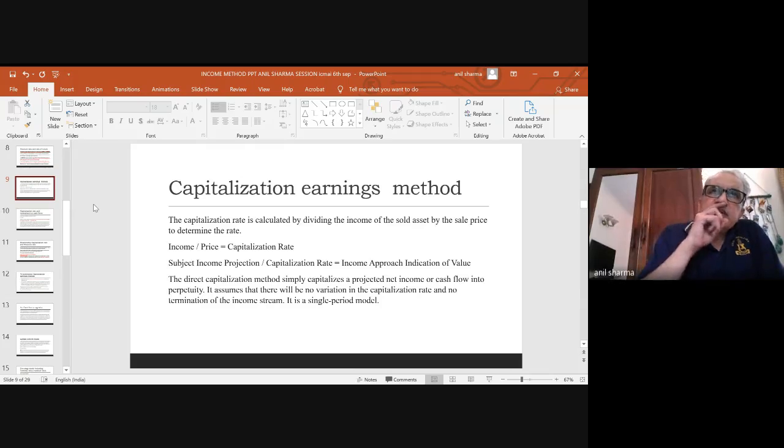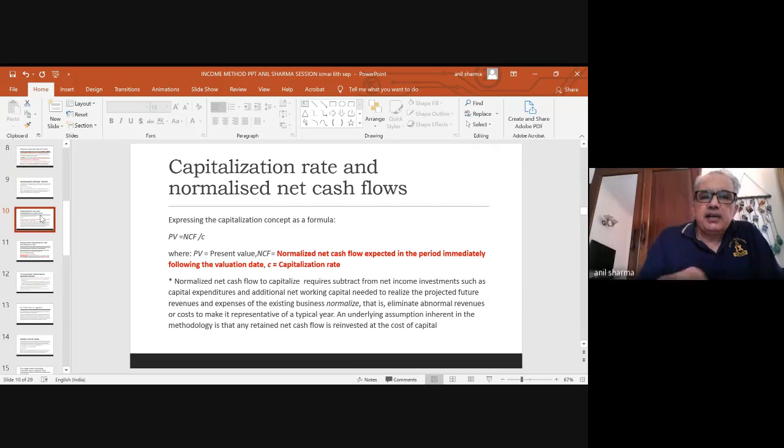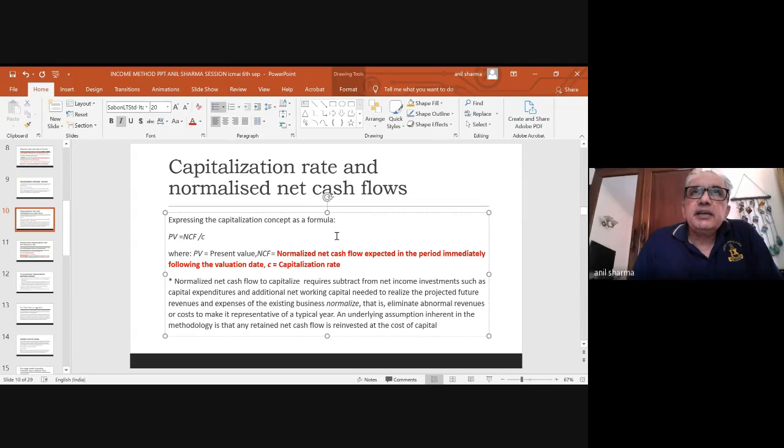Now here you just have to remember that you're taking the next period's net cash flow. So the concept here is that the capitalization rate is in the denominator. The net cash flow in the numerator is basically the normalized cash flow expected in the period immediately following the valuation date.